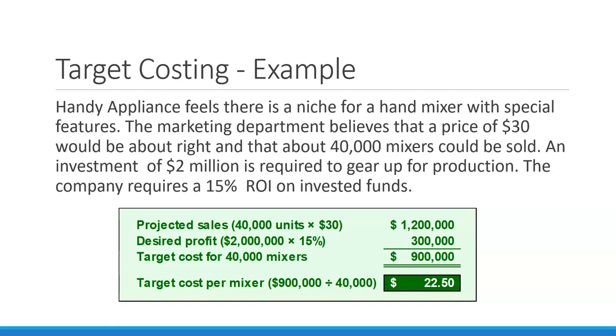So we have our projected sales of 1.2 million, our desired profit of 30,000. That gives us a target cost of 90,000. That means our target cost per mixer is $22.50. That is the cost we're going to give to the engineers designing this product. And we're going to ask them to incorporate parts and manufacturing processes that keep that cost at or below $22.50.